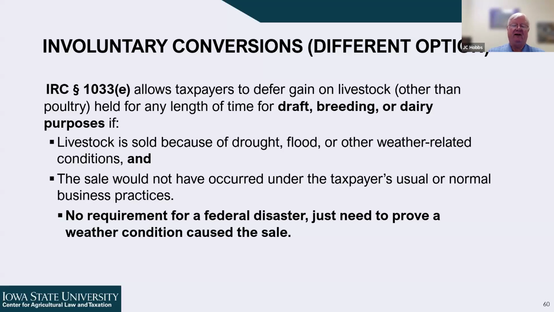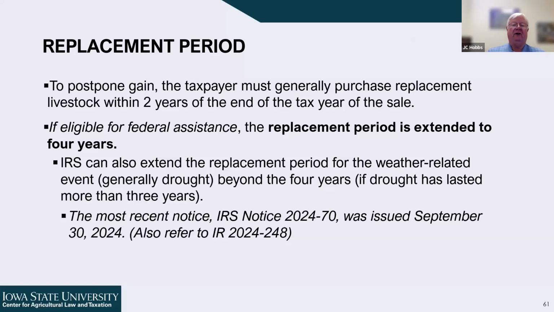There's no requirement for a federal disaster. We just have to prove the weather condition caused the sale, so flood, drought, etc. But if we do get a federal disaster declaration, instead of having 2 years to buy them back, we've got 4. So here's what's going on. For postponed gain, generally you purchase replacement animals within a 2-year period at the end of the year when those were sold. If it's eligible for federal assistance, the replacement period is extended to 4 years. If conditions persist, and typically this is for drought areas, if drought conditions persist, this 4 years can be carried even further out than that.